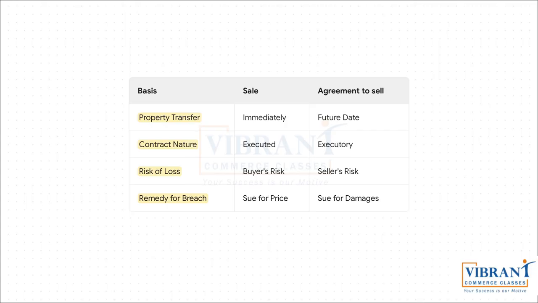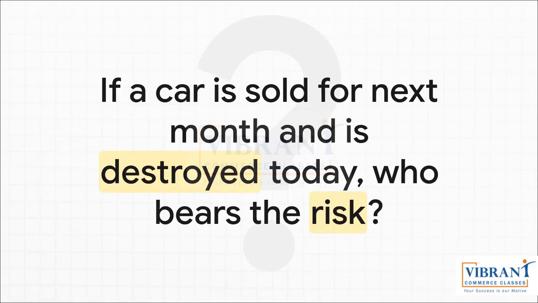This is the golden rule you need to tattoo on your brain. Risk follows ownership. Whoever legally owns the goods at any given moment is the one who bears the loss if they get destroyed. So let's apply that rule.